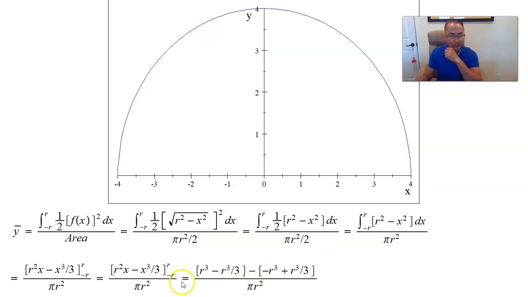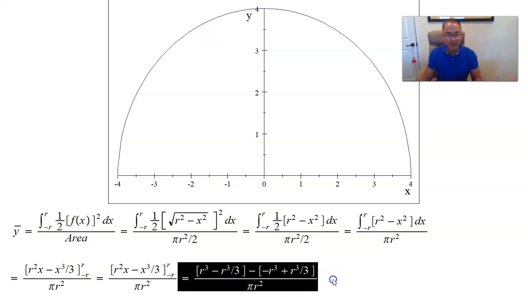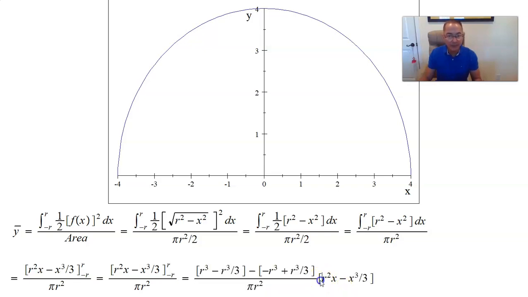Okay, remember how I said double? We just double the answer. And you can literally see that forming before our very eyes. Because we have r cubed plus r cubed, so that's going to be 2r cubed. We have accounted for that. And we have minus r cubed over 3 minus r cubed over 3, so that's also double. So it's as if we had integrated r squared x minus x cubed over 3, but doubled, from 0 to r.